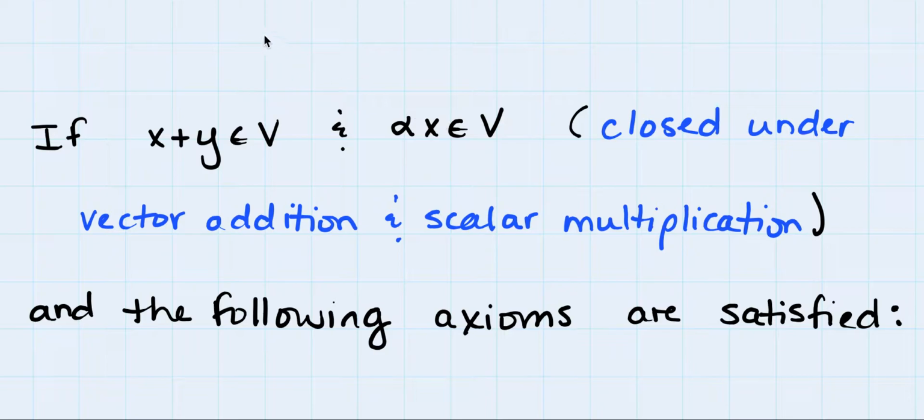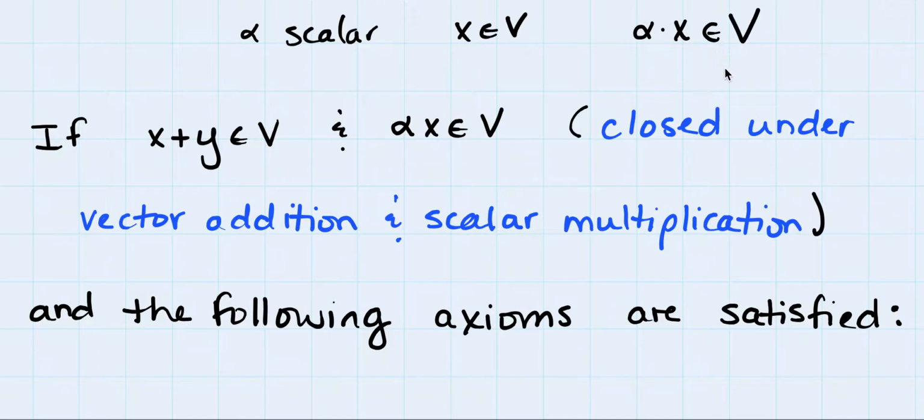If for any scalar alpha, and x being a vector, we had this product alpha times x, and that product is a vector that belongs to your set V, then we say that V is closed under scalar multiplication. So we want these two properties. We want x plus y and alpha times x to belong to your set V.